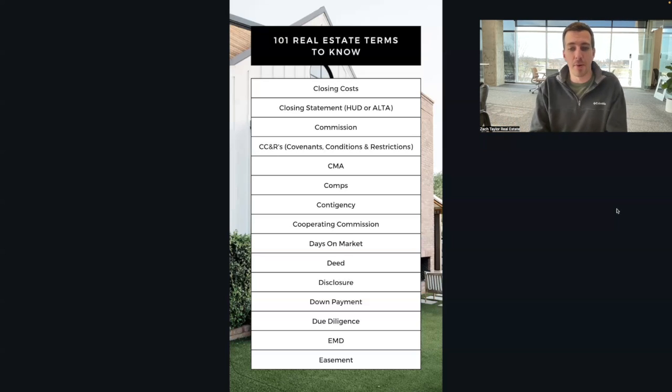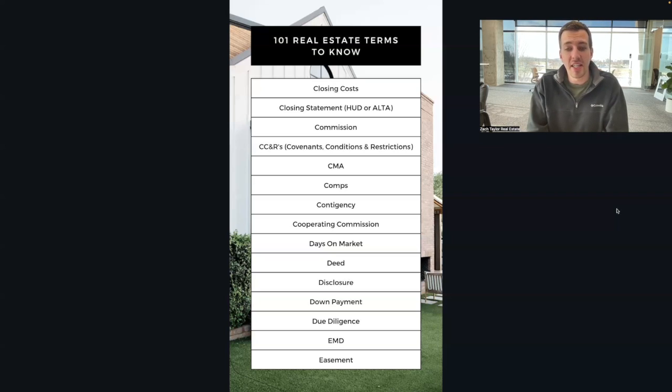EMD, earnest money deposit. This is a good faith deposit, and we don't hold earnest money. Usually a title company or attorney, a neutral third party, will hold the buyer's earnest money deposit, and this goes towards the buyer's down payment and closing costs. So let's say we write an offer for $100,000, and upfront we have a $2,000 earnest money deposit. This is showing I'm serious about moving forward.